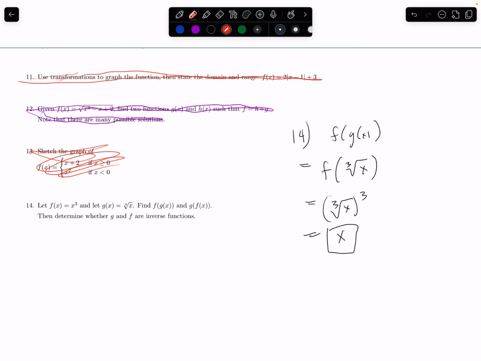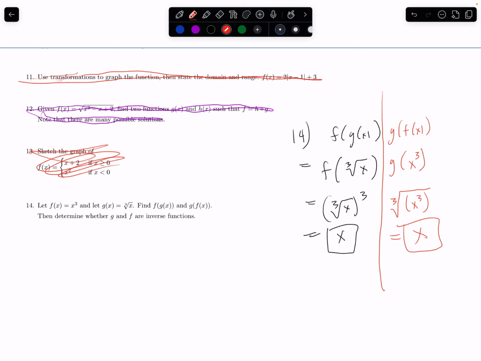What about the other way around? Let's see if we can just squeeze them right here next to it. G of f of x. Okay, what was f of x? F of x is x cubed. And what does g do to an input? It takes the cube root. So this would be the cube root of x cubed, which of course is just x.